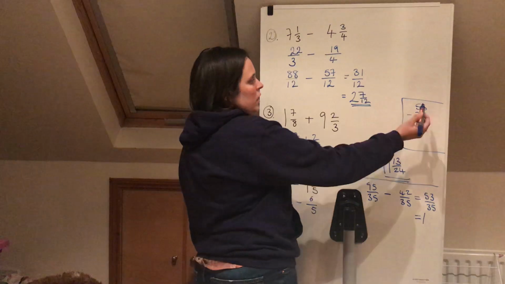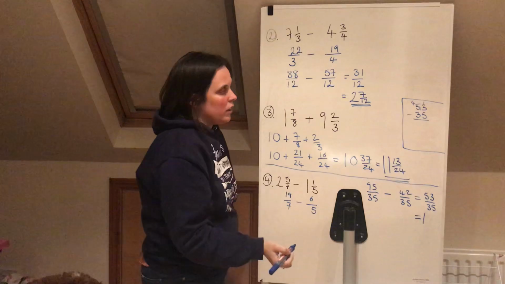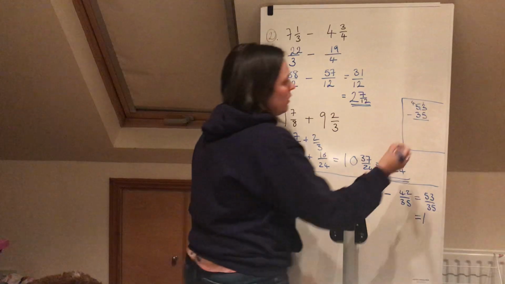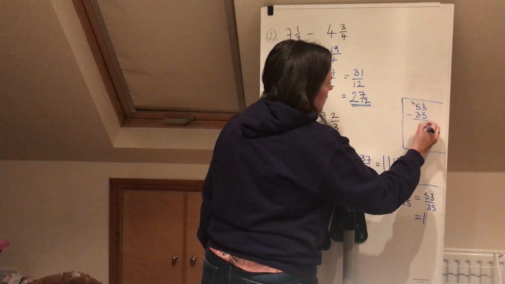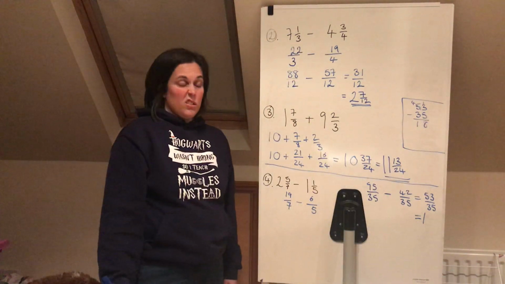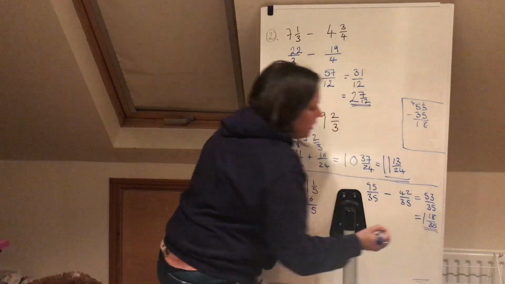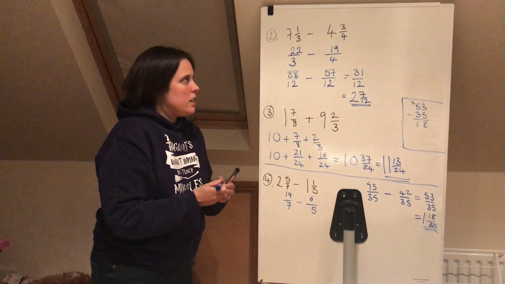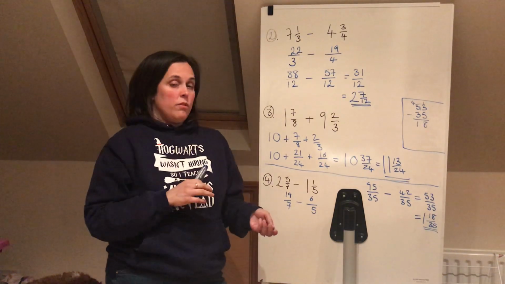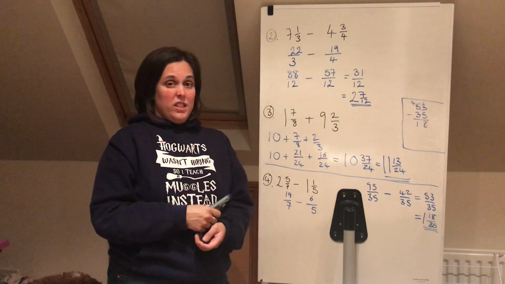Okay, 3 take away 5 you can't do, borrow 1 from here, put that over. 13 take away 5, okay, is 8, and then we've got 4 take away 3, which is 1, and so the answer is 18. So it's 1 and 18 over 35. Okay, so that is how we add and subtract fractions when we've got mixed numbers. Just be careful to choose the correct method for you, and if you prefer one, then I suggest you stick with that. Okay.